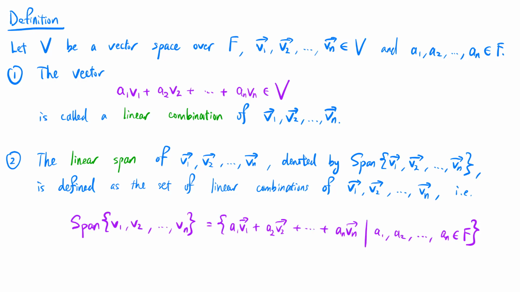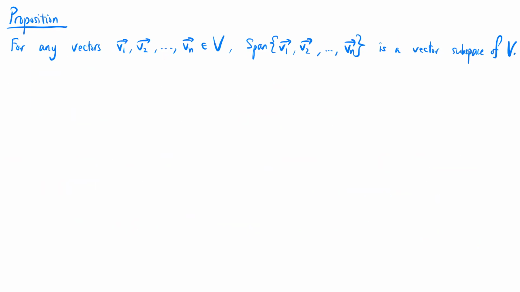In other words, the span of V1, V2 up to Vn equals the set of A1V1 plus A2V2 plus up to AnVn, where A1, A2 up to An are in F. Let's see a proposition. For any vectors V1, V2 up to Vn in V, the span of V1, V2 up to Vn is a vector subspace of V.